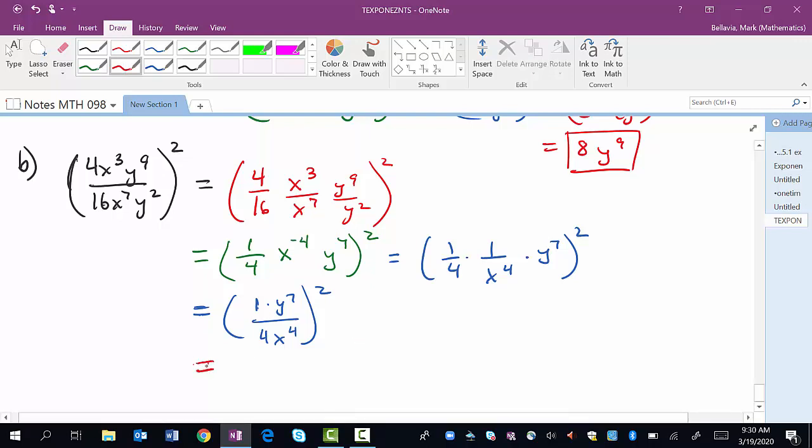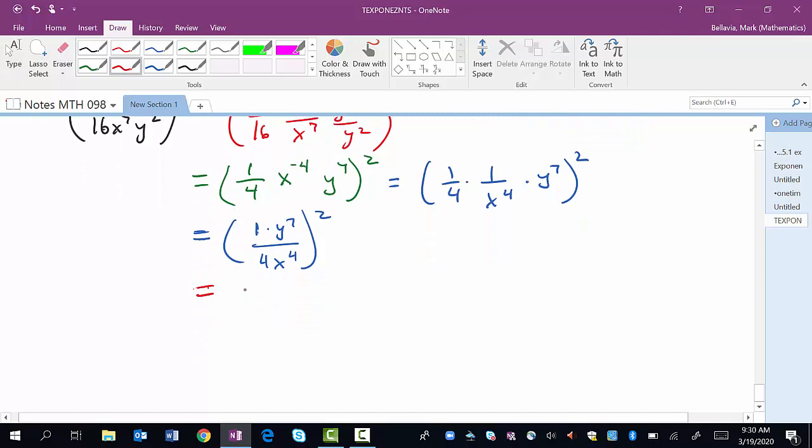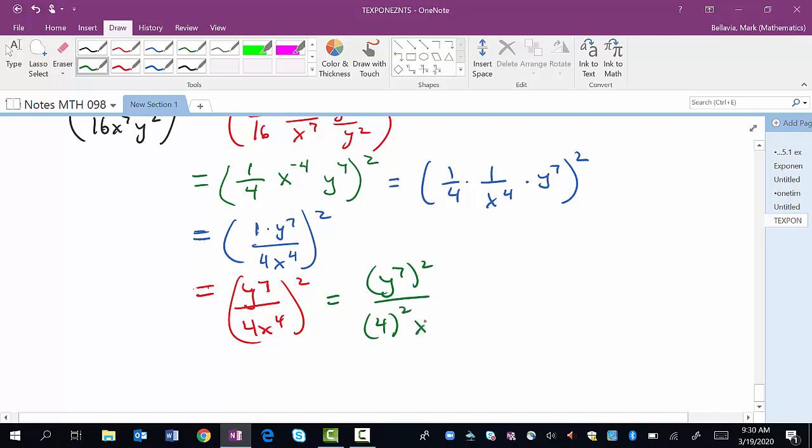So this is really equal to y to the 7th, because 1 times y to the 7th is just y to the 7th, over 4x to the 4th, the entire quantity squared. And then, you can do each piece individually. Y to the 7th squared. Don't forget to do the coefficient. 4 squared and x to the 4th squared.